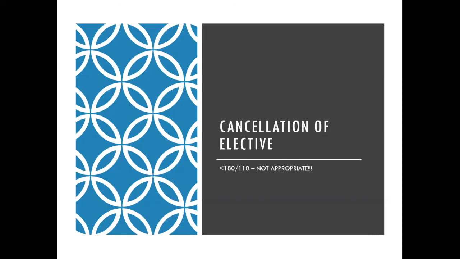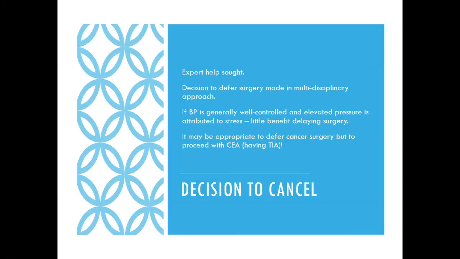When can you cancel an elective surgery? This is a very common question we are asked on our day-to-day basis, and can easily be asked in the exam as well. So the AAGBI, Association of Anaesthetists of Great Britain and Ireland guideline says cancellation of elective operation with a blood pressure of less than 180 over 110 is not appropriate. Okay? If their blood pressure is 180 over 110 or more, you could potentially cancel or postpone an elective operation.